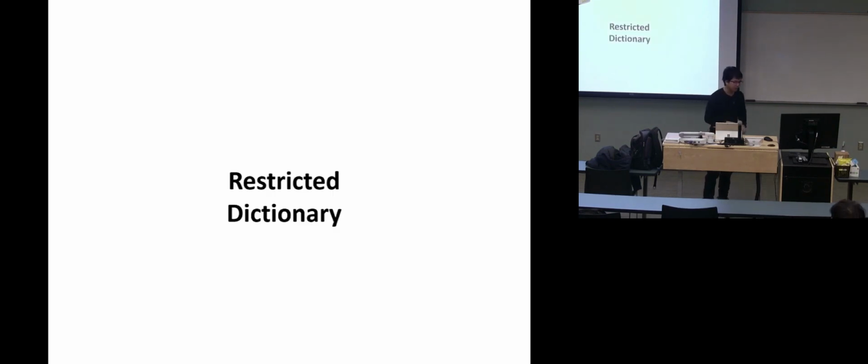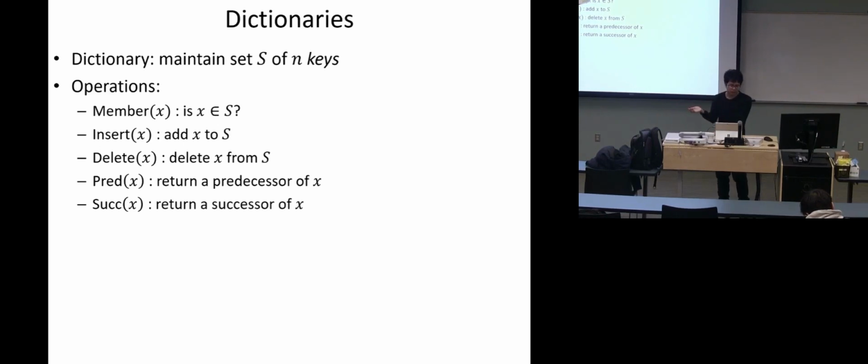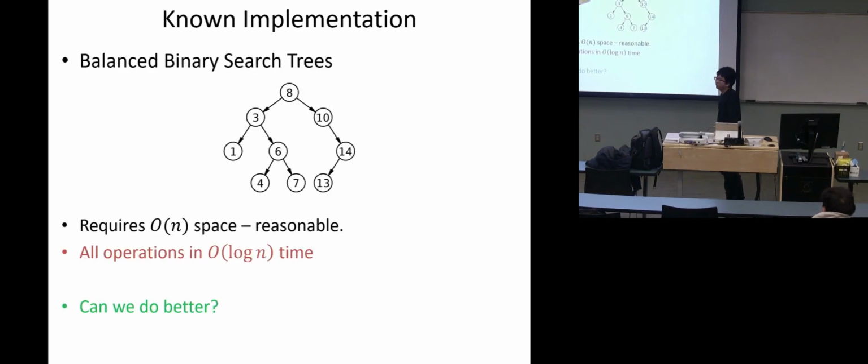Okay. So now what we're going to look at next is randomized data structures. The problem that we look at is the dictionary. We have seen this many times. A dictionary is a data structure that maintains a set of n keys. It can handle a bunch of operations: delete, insert, predecessor, successor. You can implement this using a balanced binary search tree. It takes n space, and every operation takes log n in the worst case.